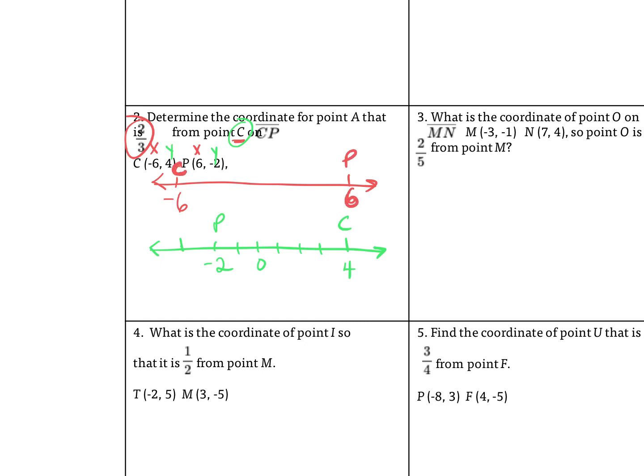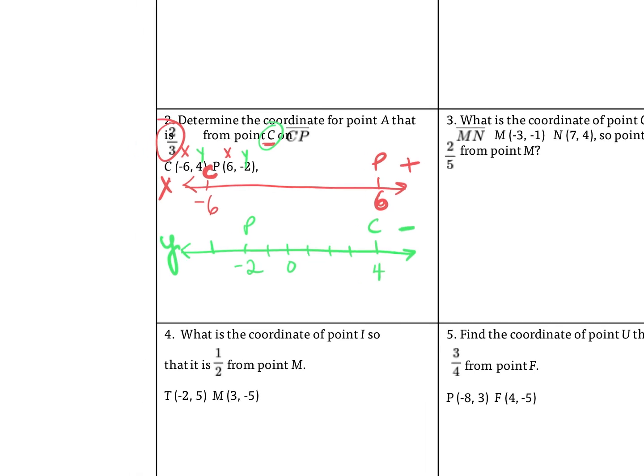So when you notice along the x-axis, we go from negative to positive. So when we are calculating our final coordinate, we're going to add our fractional distance. But along our y-axis, you notice C is at +4 and P is at -2. So in this case, we're going to need to subtract our fractional distance.